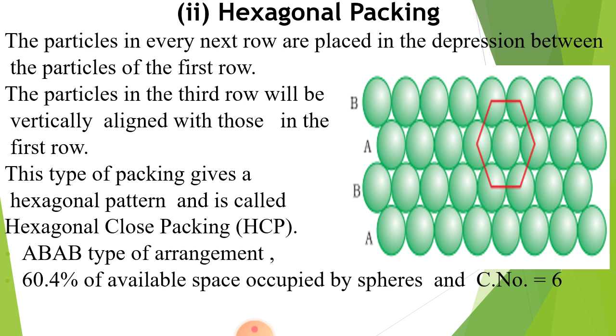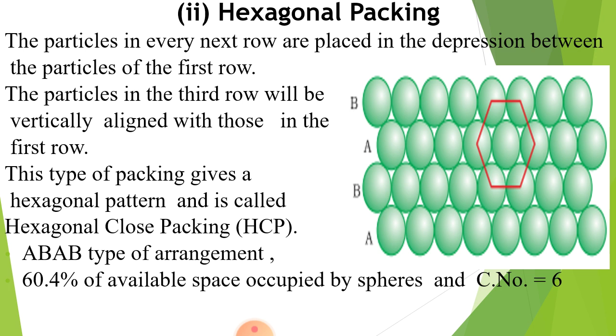Look at the diagram here. A central sphere is touched by 6 spheres. When we draw a line joining the centers of these 6 spheres, a hexagon is formed. That's why this type of close packing is known as hexagonal close packing in two dimensions.